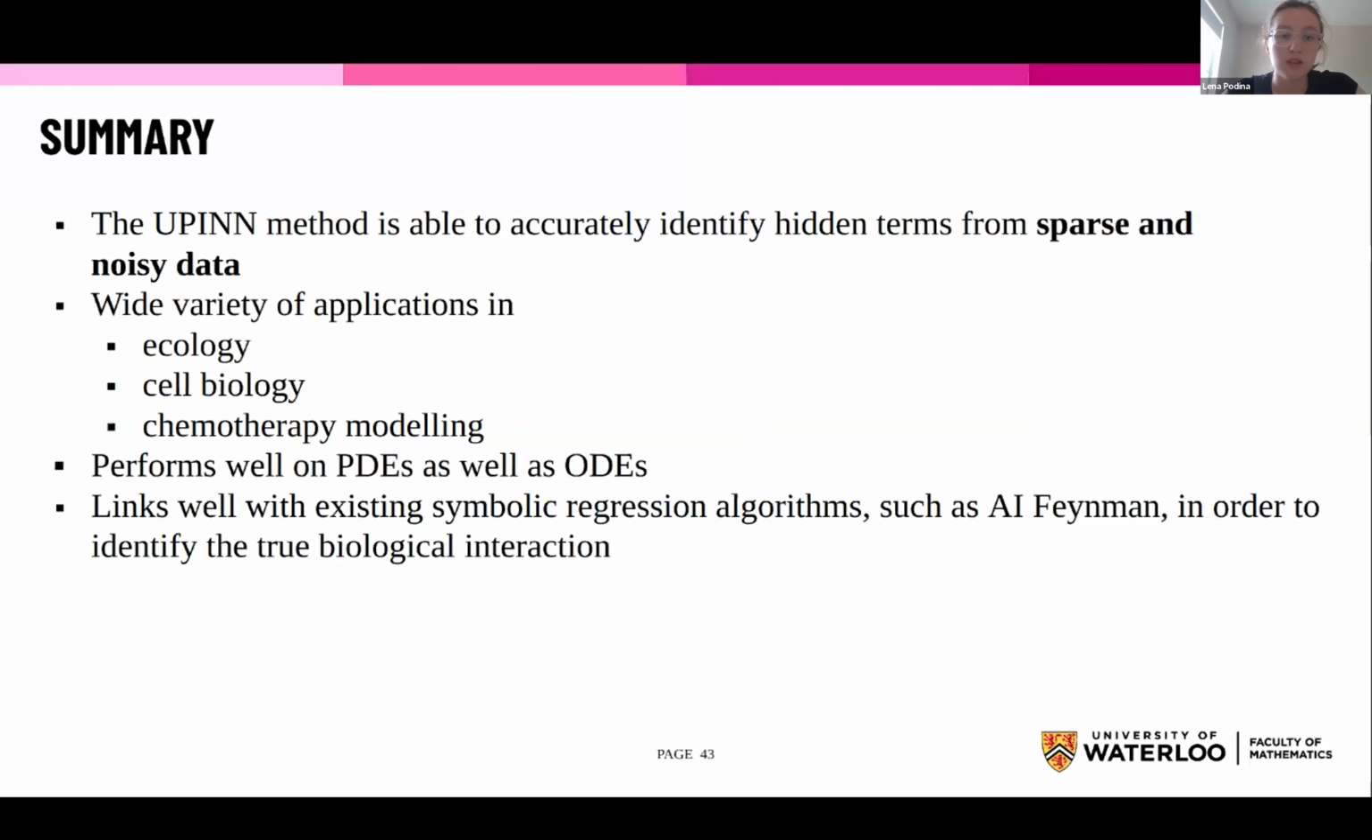So in summary, the UPIN method is able to accurately identify hidden terms from sparse and noisy data. There are lots of applications in ecology, cell biology, and chemotherapy modeling. We also perform well on PDEs as well as ODEs. And finally, we link well with existing symbolic regression algorithms, such as AI Feynman. And here it's useful because you can link it to any algorithm that you like.